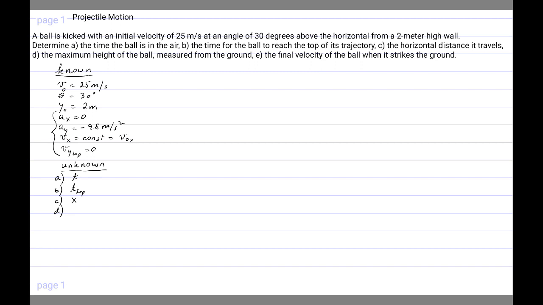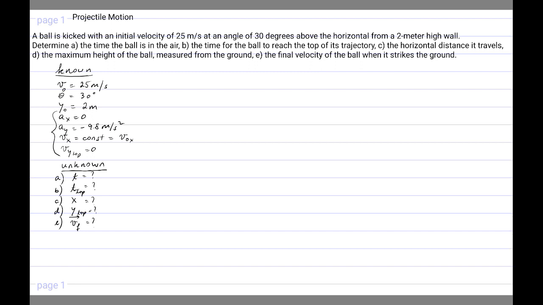All right, for part D, we want the maximum height of the ball measured from the ground, so we want y top. And E, we want the final velocity of the ball when it strikes the ground, so that's v final, and we're looking for a velocity. So these things are what we will set out to find.